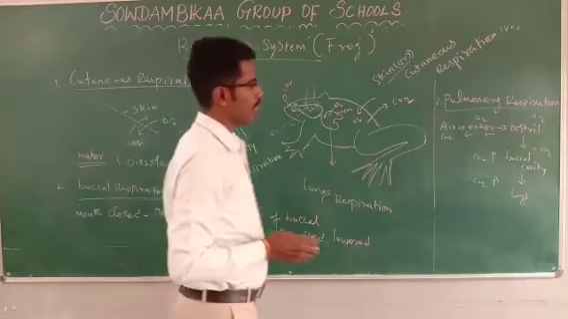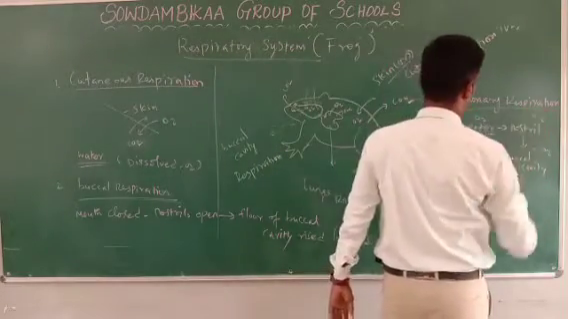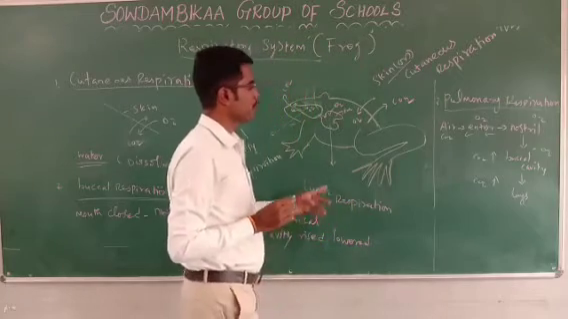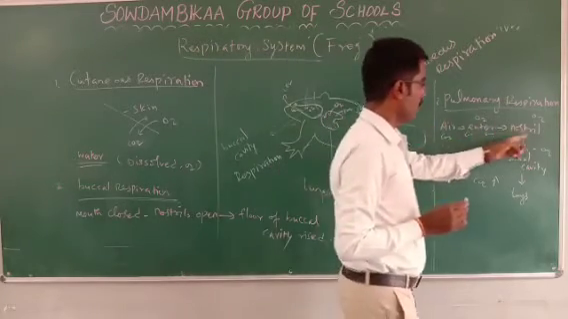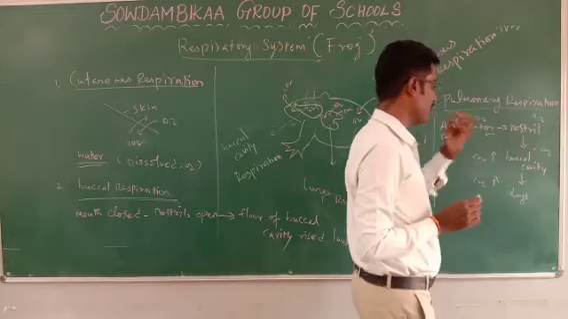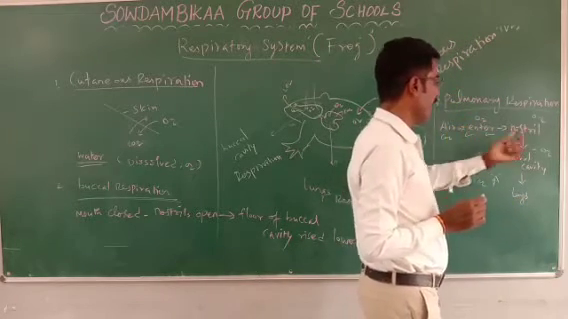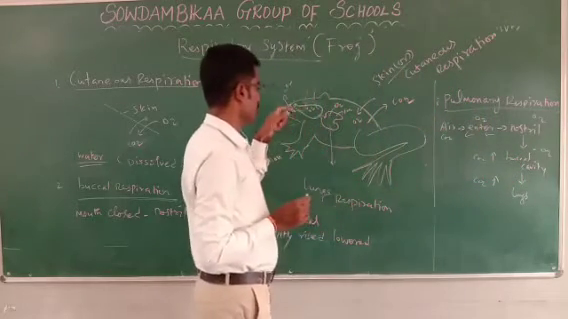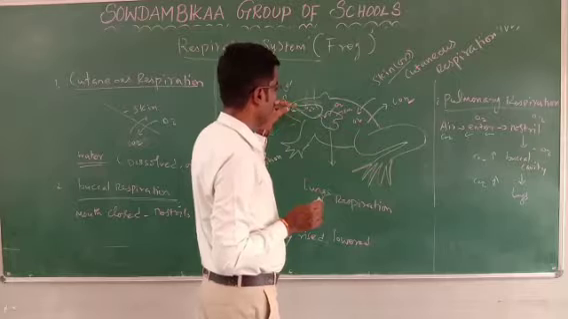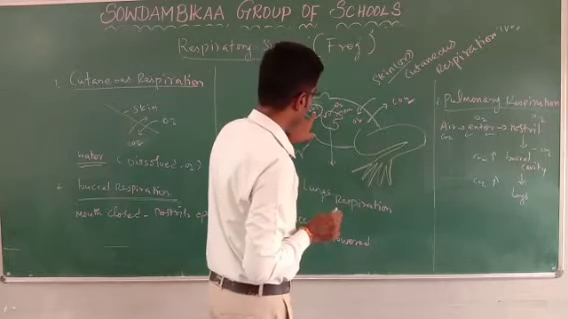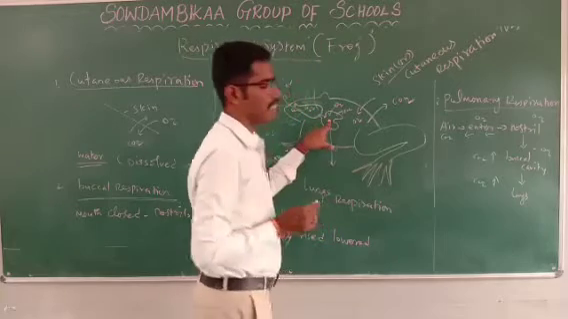Then the third one is pulmonary respiration. It's very important. Pulmonary respiration means, see the chart: air enters the external nostril. Here is the diagram. Air enters the external nostril, then from the external nostril to the buccal cavity, then from the buccal cavity it reaches the lungs.